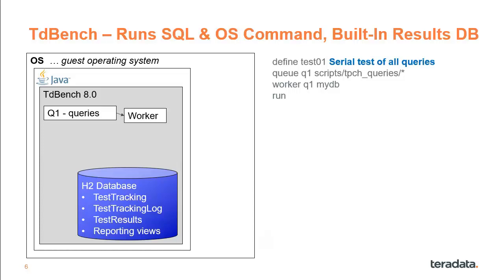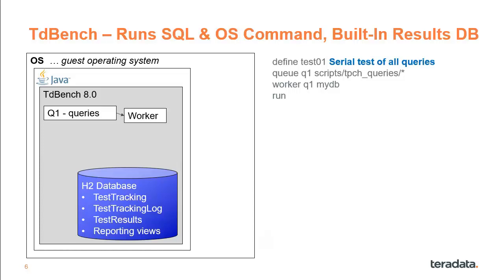The commands to set up a test are simple. A define statement provides the name of the test and a title. The queue statement says what queries to put in the queue. That can be a file name containing one or more queries, a search pattern as you see here for a directory, or you can put a short SQL statement right on the queue statement, ending it with a semicolon. The worker statement says what database alias should be used for the queue and how many workers should be created, which defaults to one. The run statement by itself will execute all the queries one time and then stop.